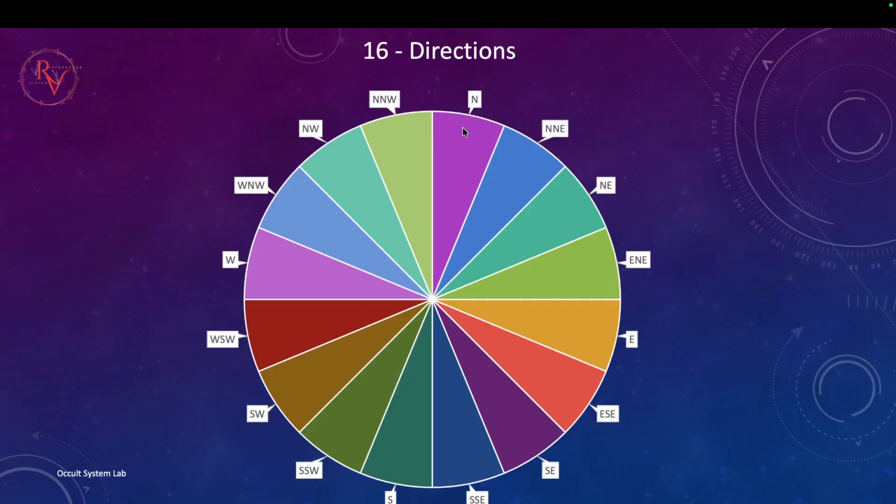Now in between north and northeast, we have north of northeast. It's very easy to remember. So this particular slice, this blue slice, is in the north side of the northeast. So it is north of northeast. Similarly, this is southeast, so east of southeast.